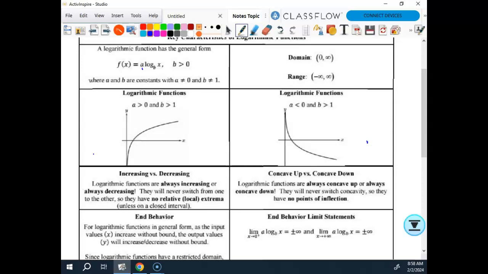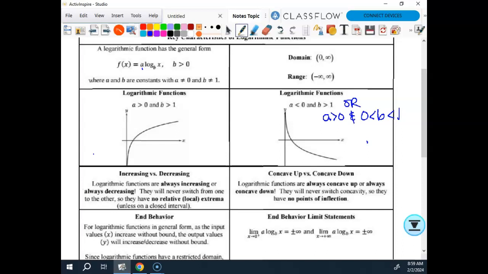Or we could get the same graph when A is greater than 0 and B is between 0 and 1. So if I don't have a reflection, but my base, so the bases that we've been using, like yesterday we graphed log base 5, log base 2, log base 3. But if I have log base 1/2 or log base 1/3, then it has the same effect as if I had a reflection in the x-axis, okay?